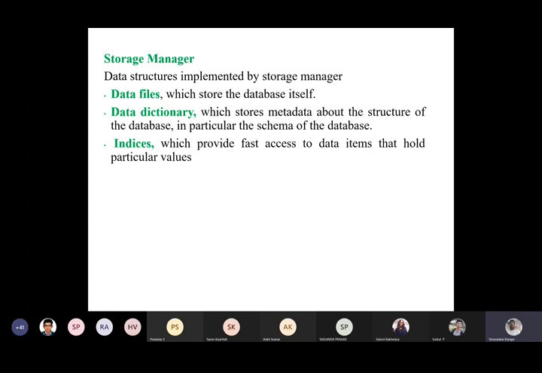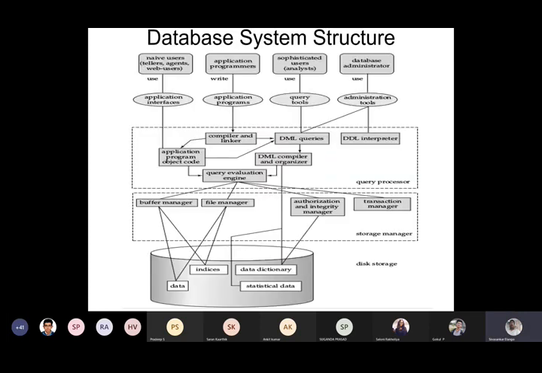And indices for fast access to data items. For quick and fast retrieval of data in a database, we go for indices. We also have statistical data. Statistical data contains some statistical functions like max, min, average, count, sum, and so on, which are used to apply statistical operations on a particular relation. So these are the components available in disk storage.